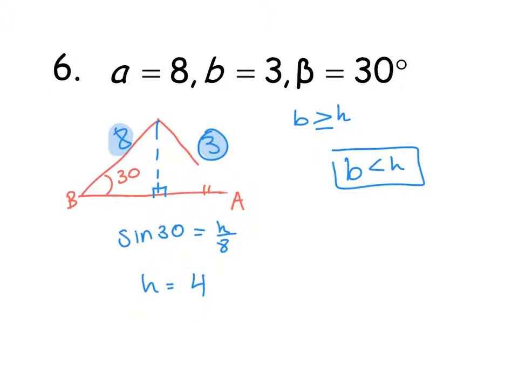So remember, the shortest distance between a point and a line is the perpendicular. So I cannot have a side of a triangle that is shorter than the height, or it will not touch the angle A. So in this case, this triangle does not exist.